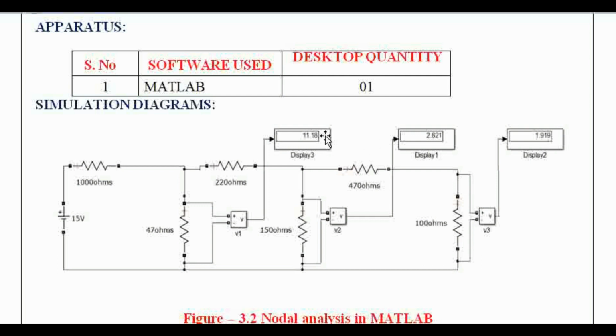Here we have 3 displays which are used to display the values recorded by the voltmeters. This first display displays the voltage across 47 ohms. The second display is for the voltage measured across 150 ohms and this third display displays the voltage measured across 100 ohms. So to do this experiment, we need to follow some procedure.